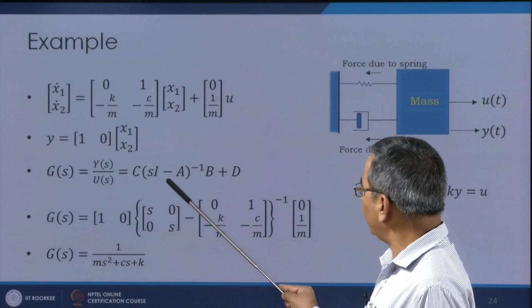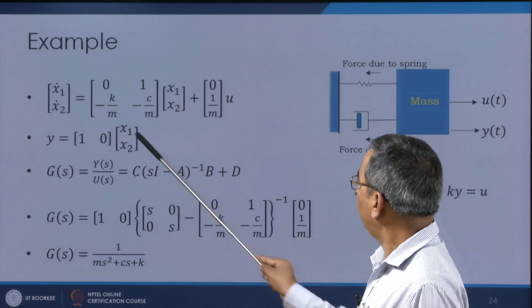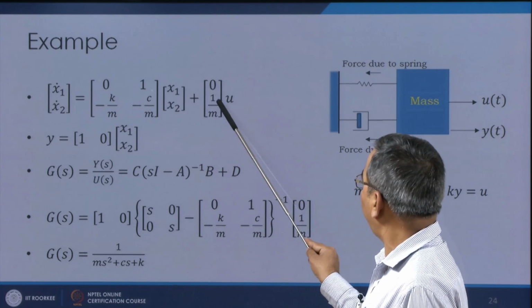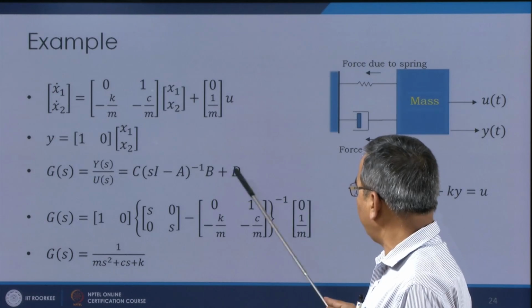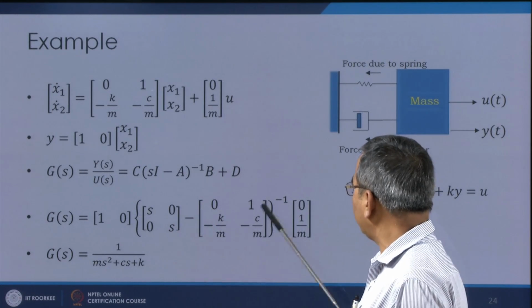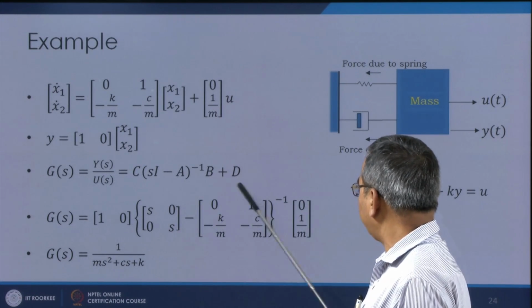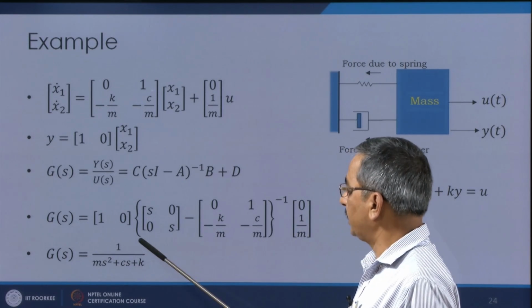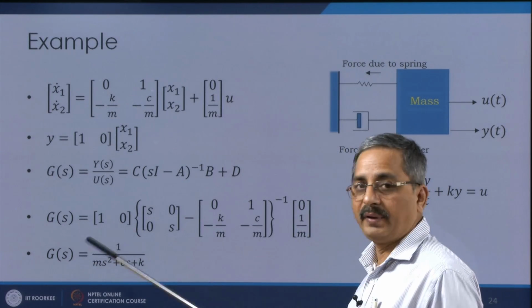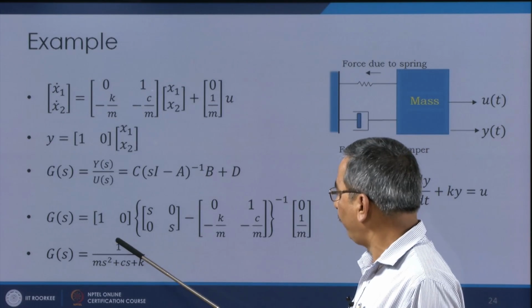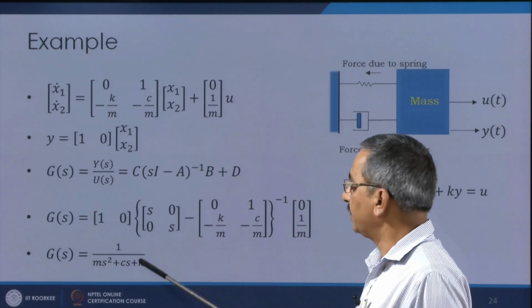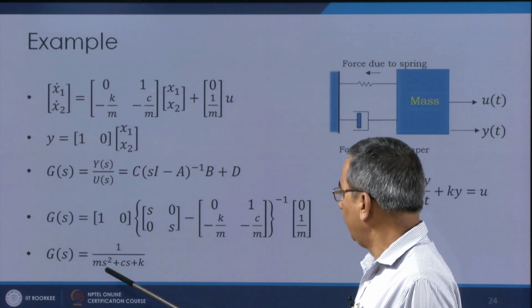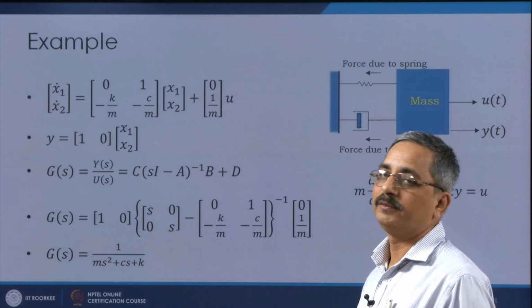Then I can substitute the value of C, the value of A, the value of B, and of course D is 0 here. If I put these values in, take the inverse and do the multiplication, I get this equation, and this is the very popular form of the transfer function for a second order system, that is 1 by ms square plus cs plus k.